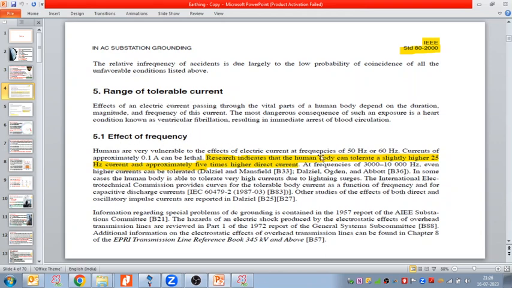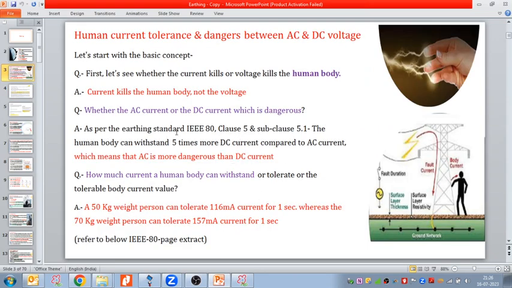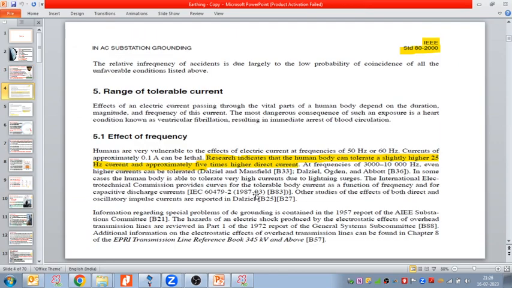Am I clear with this snapshot, with this extract? I took the extract from the IEEE for quick reference, because IEEE is again a 100 or 200 page document, so we cannot go through the entire 200 pages. Just to support my statement over here, I took the reference from the IEEE. At the frequency of 300 to 1000, and again they are telling at frequency of 3000 to 10,000 Hz, in this range even higher current can be tolerated. This is the scientist name. In some cases, the human body is able to tolerate very high current due to lightning surges.